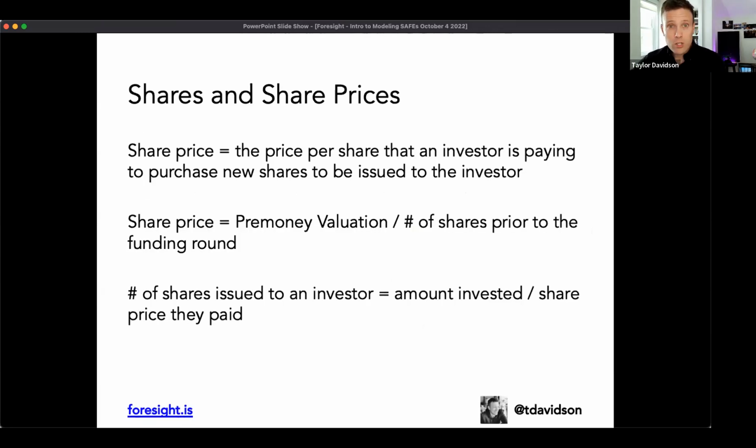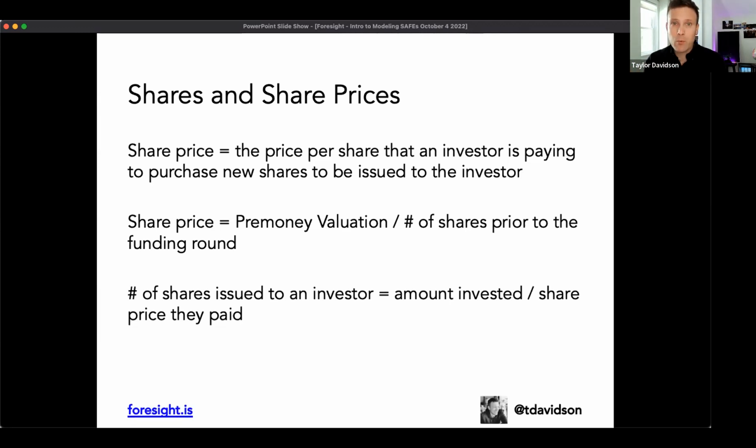Now, shares and share prices. Share price is the price per share that an investor is paying to purchase new shares to be issued to the investor. That's an important point. Equity investors are purchasing shares. New shares are going to be issued to the investor in most cases. The share price that we pay is the pre-money valuation of the company, basically the amount the company's worth before the funding round, divided by the number of shares prior to the funding round.